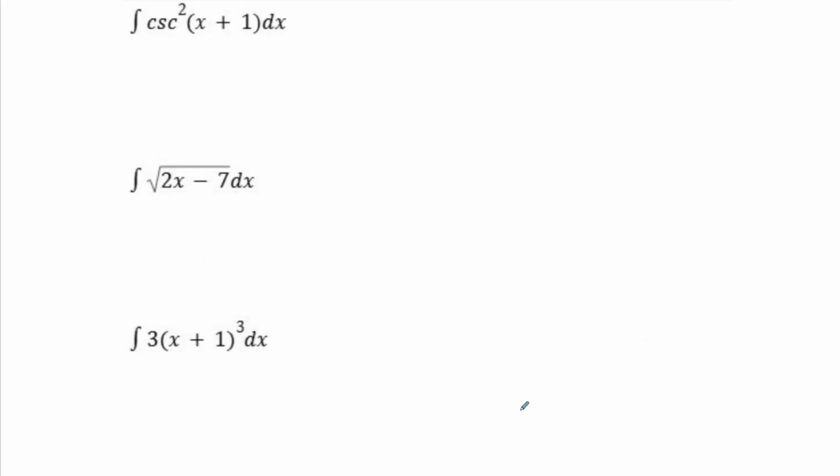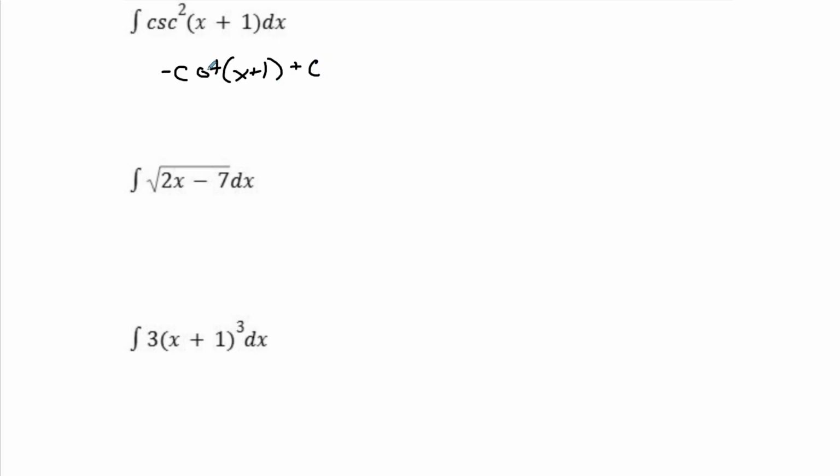So let's now take a look at some more examples. These are going to be a little more challenging. So we have cosecant squared of x plus 1. We recall that the derivative of cotangent is negative cosecant squared. So we're going to have to write negative cotangent of x plus 1, plus c.